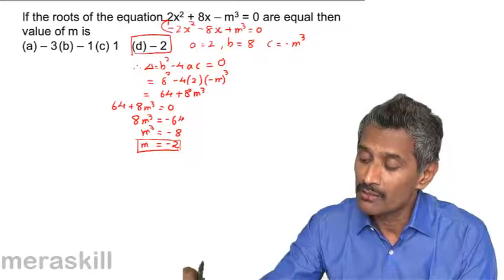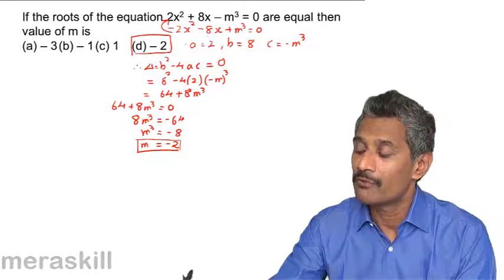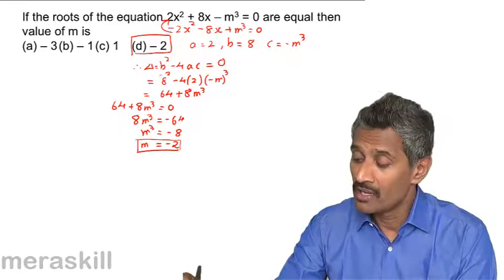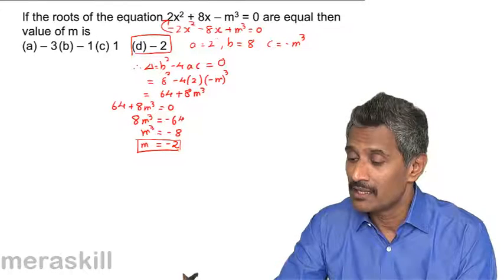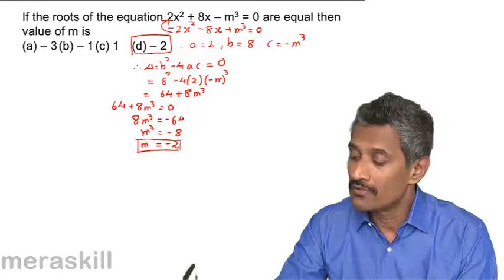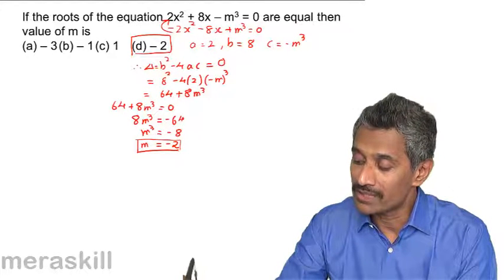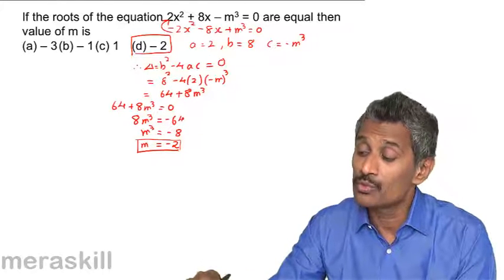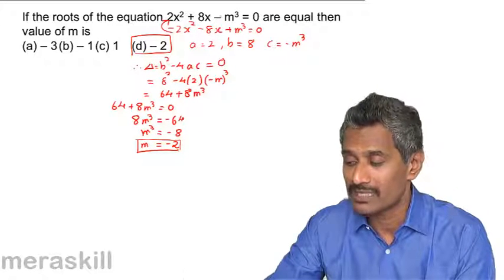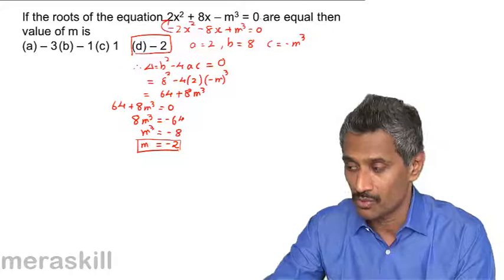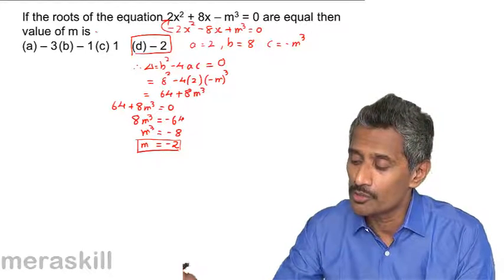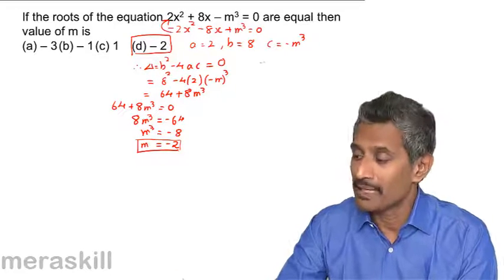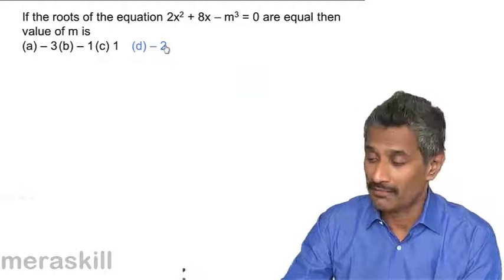So what we have done is that we have found out a, b and c, and found out the value of b square minus 4ac. Since it has been stated that the roots are equal, we have to equate it with 0 and you get 64 plus 8m cube. Hence, if the roots of the equation 2x square plus 8x minus m cube is equal to 0 are equal, this is the given information, then it follows that the value of m is minus 2. And yes, we do have it like this.